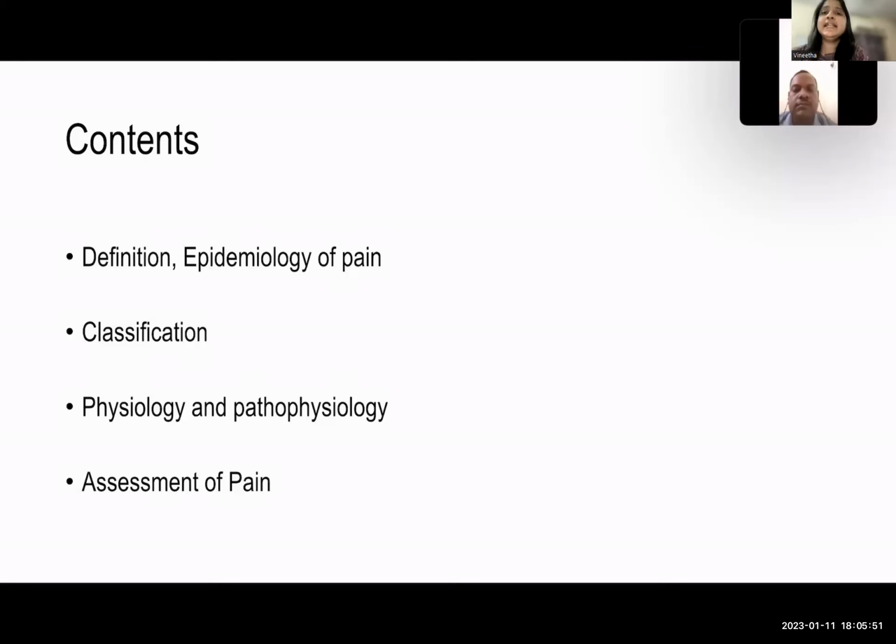I'll be dealing with the session under these 4 headings. The first will deal with the definition and the epidemiology of pain, like the incidence, prevalence, and all. Then the classification, then the physiology, pathophysiology, and the assessment of pain. I would like the class to be interactive. So in between, if I ask any questions, please feel free to discuss, because otherwise so much theory means we will all start sleeping after some point of time.